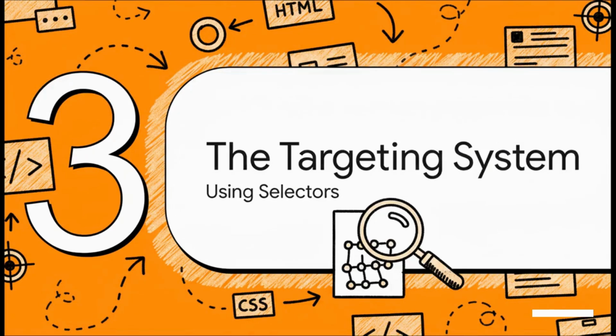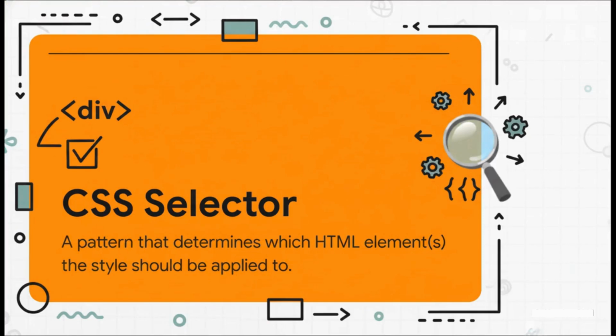All right, our blueprint is ready. Now, how do we actually tell the browser, hey, I want that specific headline to be blue? We need a targeting system. And in CSS, that system is all about selectors. So what is a selector? It's really just a pattern. It's the part of the CSS rule that points to an HTML element. It can be super broad, like style all the paragraphs, or incredibly specific, like style only the last picture in the photo gallery. It's how you zero in on exactly what you want to change.